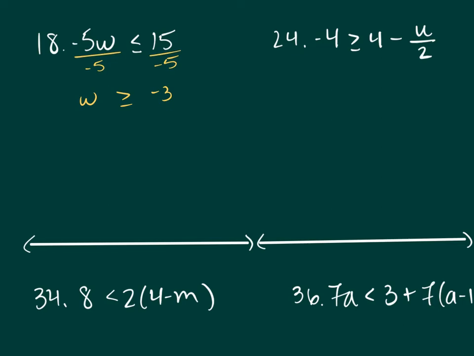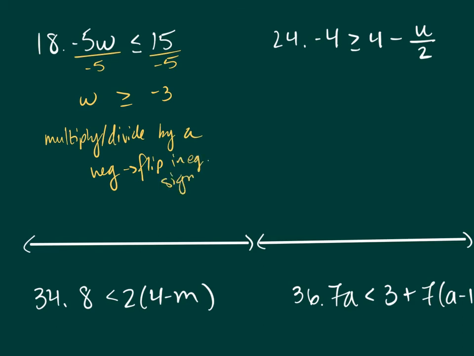So instead of w less than or equal to -3, it's going to be w greater than or equal to -3. And remember, multiply or divide by a negative, flip the inequality sign. Okay, and that's only when you multiply or divide. If you subtract or add, it's not going to change your sign.